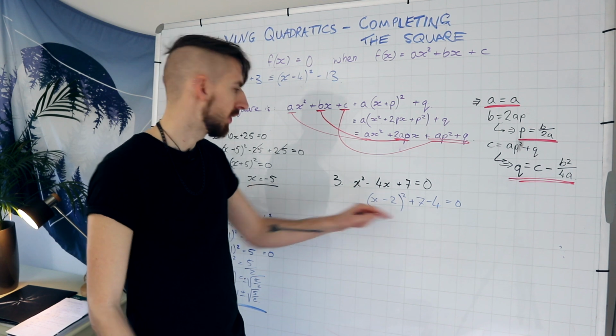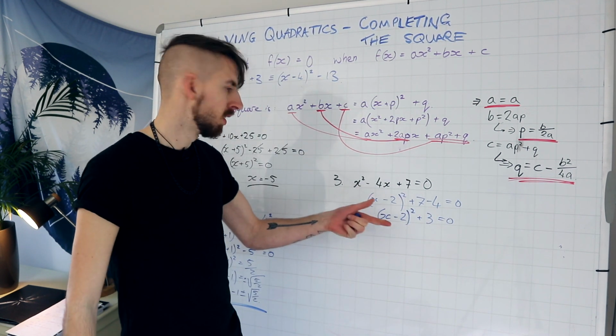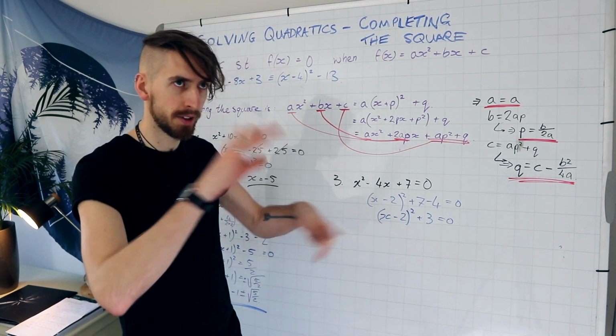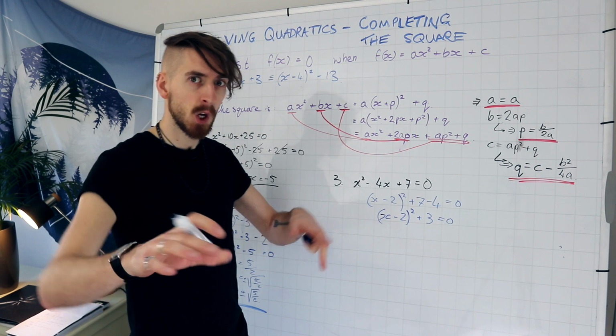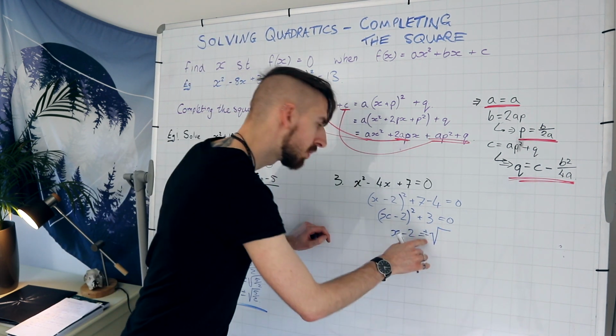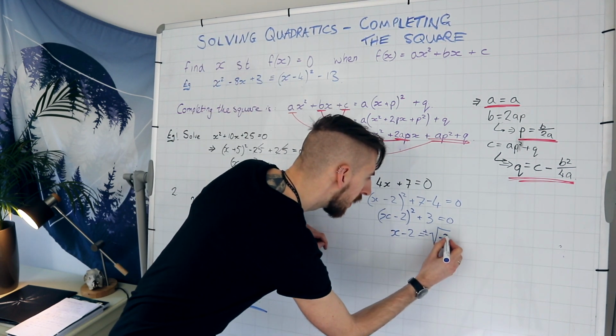Let's simplify that a bit. So x minus 2 squared plus 3 equals 0. Let's rearrange that. We'll minus the 3 off onto the other side, and then we'll do a square root. Plus or minus, because it's A level. Square root of minus 3.